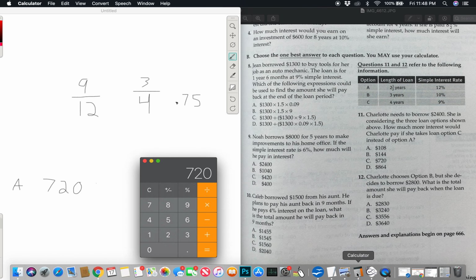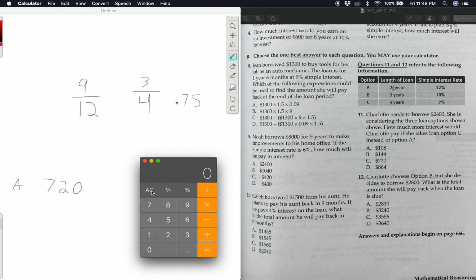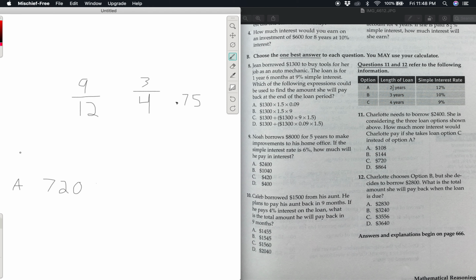Option B is, let's see, she still borrows the same amount times, actually, sorry, this option C we're trying to figure out. So times the rate is 0.09, times 4 years equals 864. So option C is 864. And it's asking how much more interest she would pay if she chooses option C instead of A.